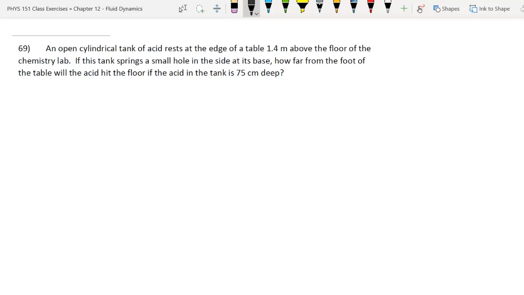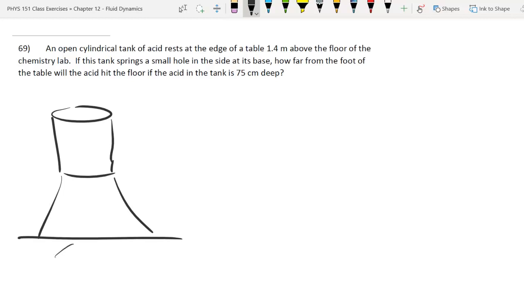Okay, here we have a tank of acid in a chemistry lab that is sitting 1.4 meters off the ground. So it's here, and here's the ground. And so this is 1.4 meters. And the tank itself is 75 centimeters deep.